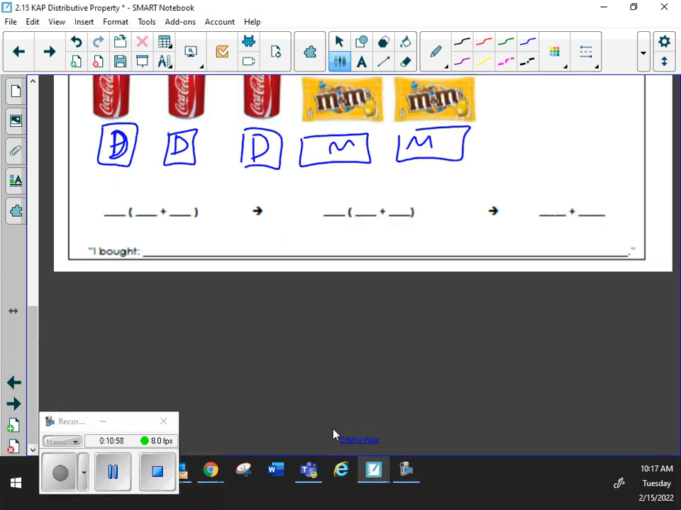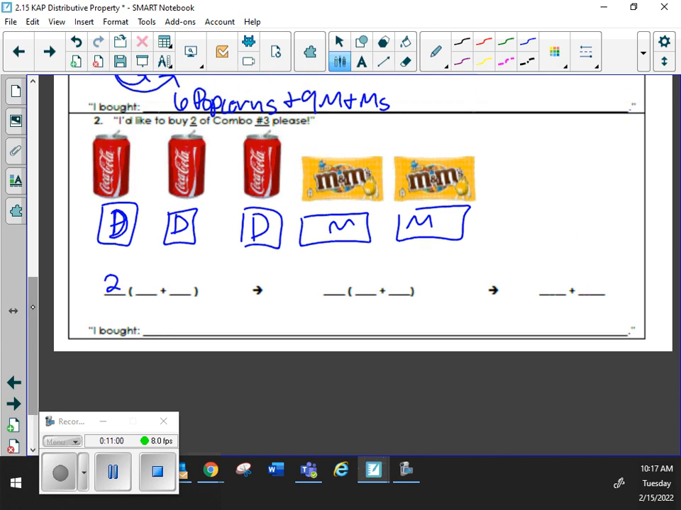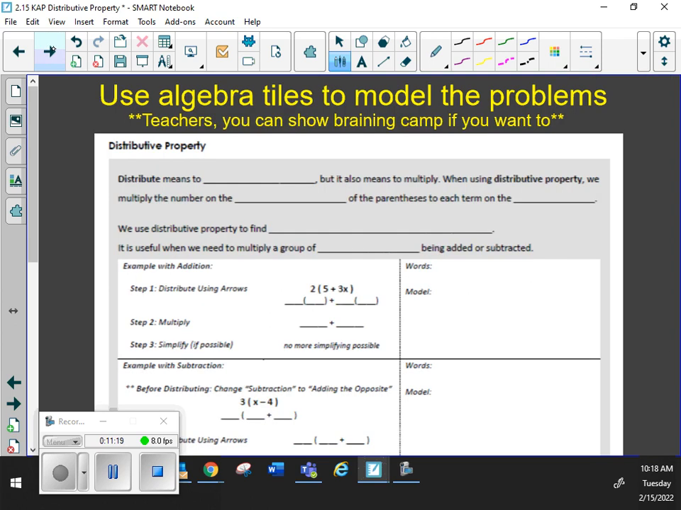In each combo, I'm buying 2 number 3s, and the number 3 has 3 drinks plus 2 M&Ms. Okay, let's distribute. I should in total have 6 drinks and 4 M&Ms. Okay, very good. Now, sadly, I know we're so sad, especially right before lunch, we're going to stop talking about food. Just focus on the math.